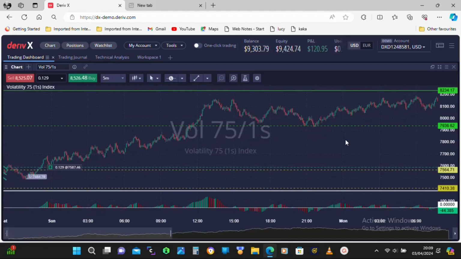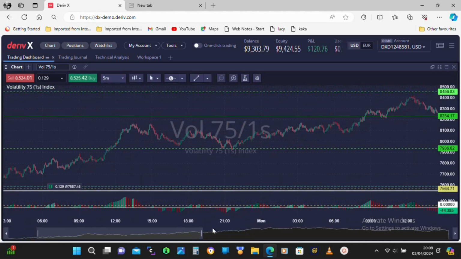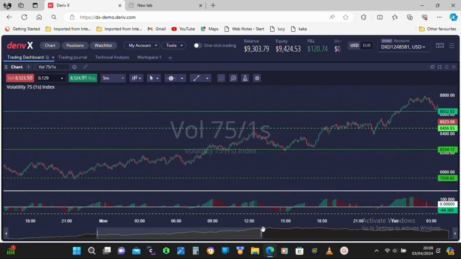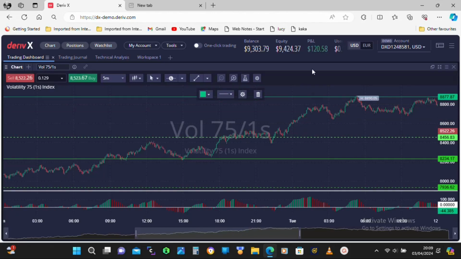Some hours ago, like 24 hours. Within 24 hours, we have realized a very great movement here, which is giving $121, $121 from this volatility of 75 per second on Deriv trading.